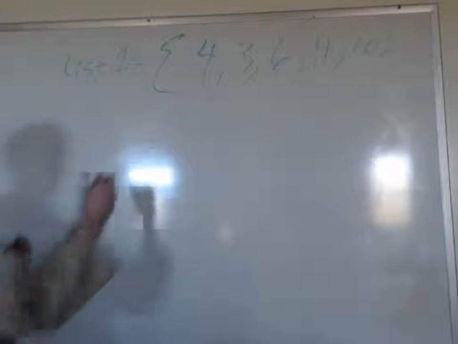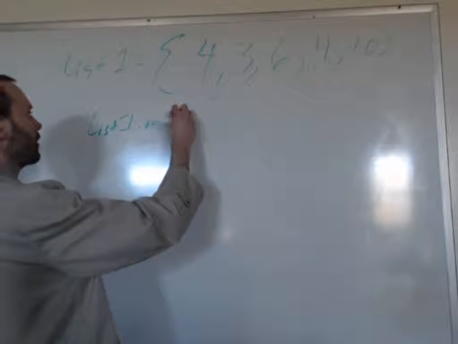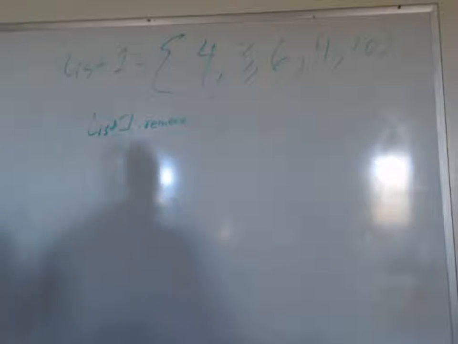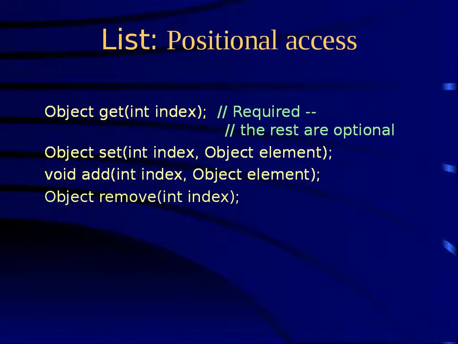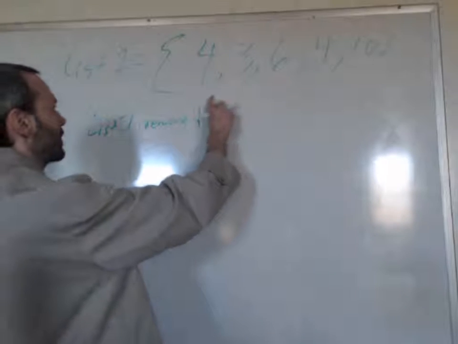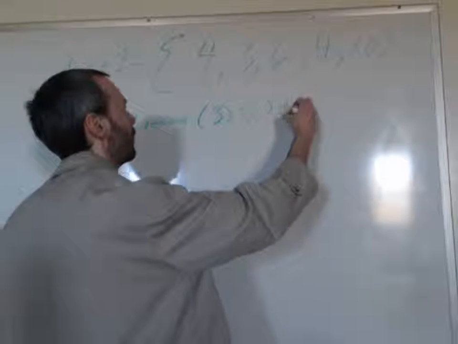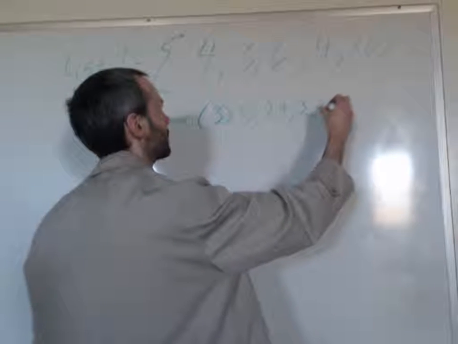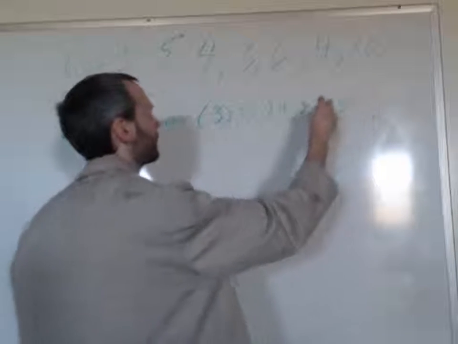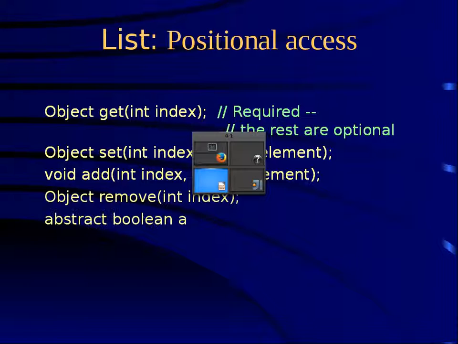Okay. So then if we did list1.remove, and no, hold on. Make sure. Remove, add an index. Good. So you're removing at the index. We'll do index 3. That implies that your new list is 4, 3, 6, and then 10, because it just got rid of the 4 and shifted everything over. Good? All right. Doing great.